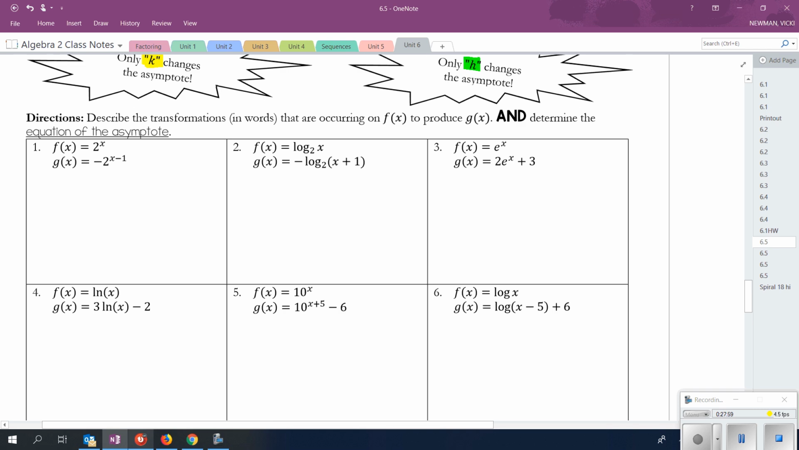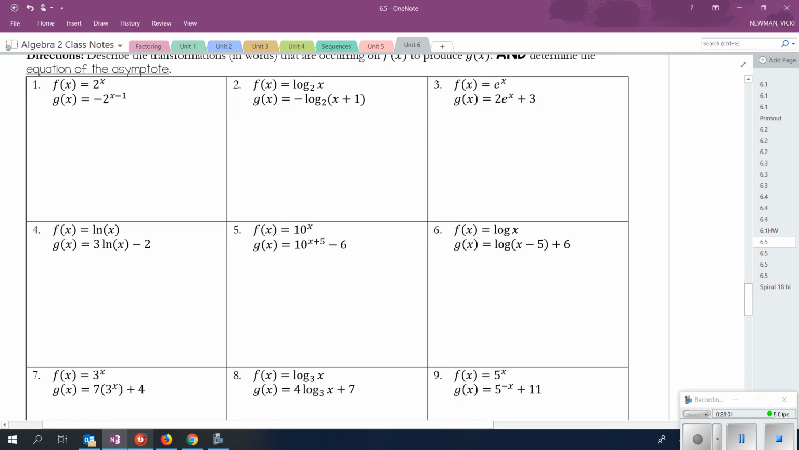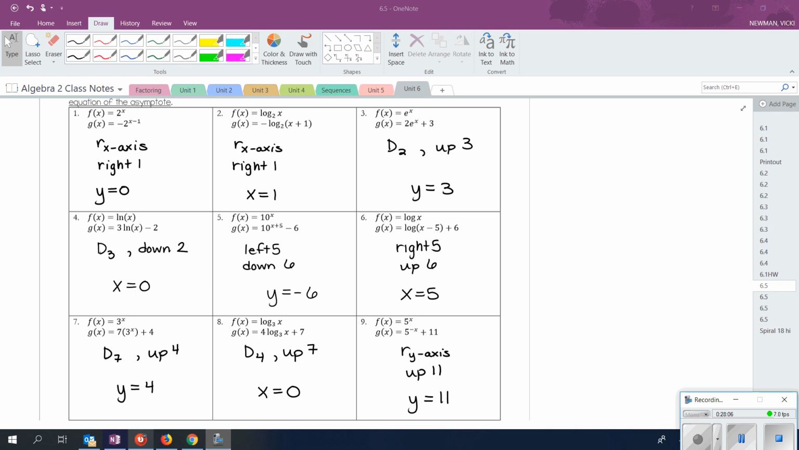Do a nice job. I'll flash some answers. So I want to make sure we have the asymptotes right. I think you're probably going to have your transformations right. So in number 1, there is no vertical change, so it remains y equals 0. Number 3, there's a vertical shift up 3, so the asymptote is y equals 3. Number 5, there's a vertical change of down 6. The asymptote is y equals negative 6.